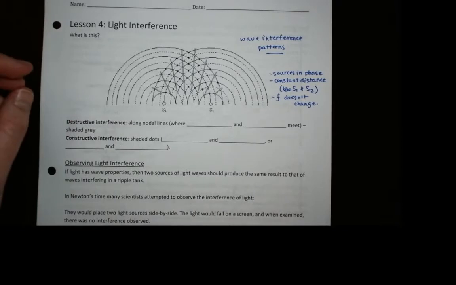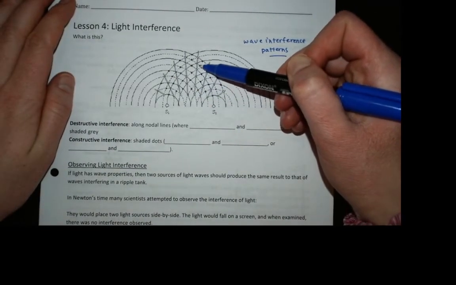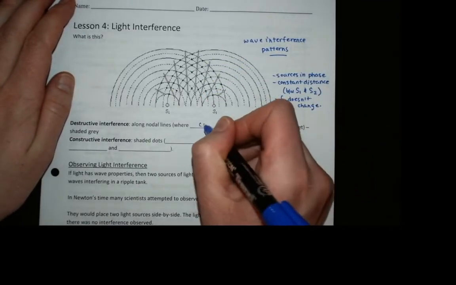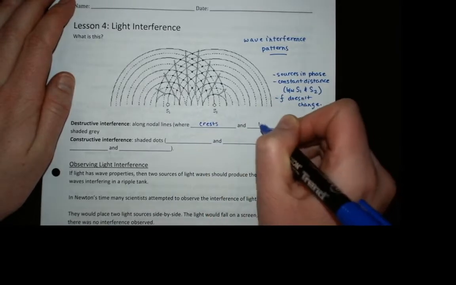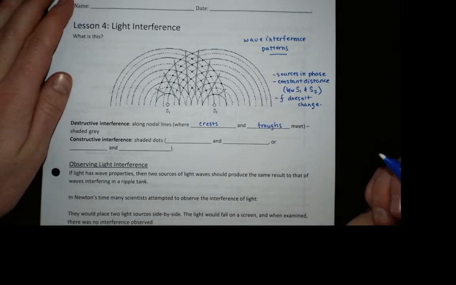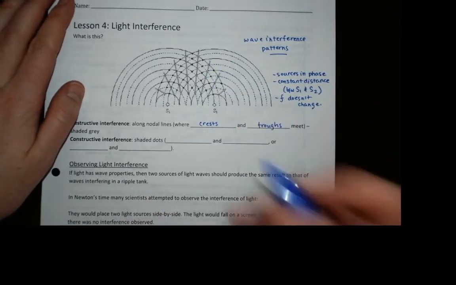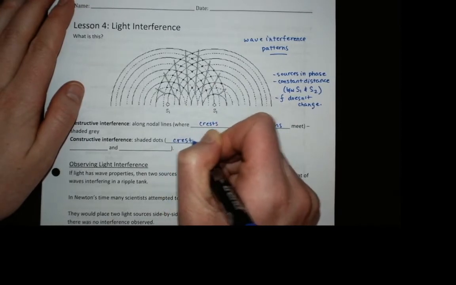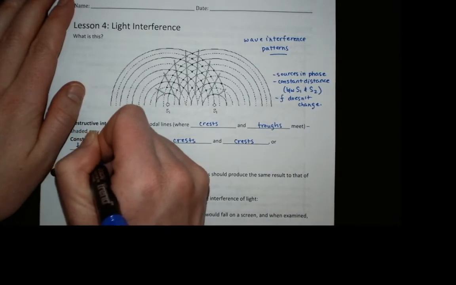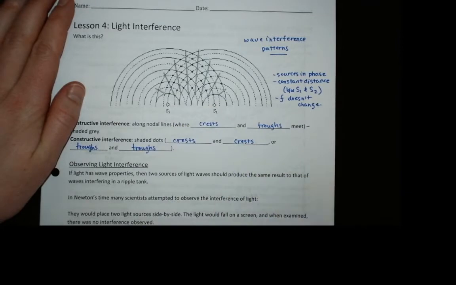So if you remember, destructive interference is shown by these shaded gray lines, or the nodal lines. So those are where your crests and troughs meet, high point and low point of the wave. And then you've got constructive interference happening, where the dots are, when you have either crests and crests meeting, or troughs and troughs. So they get twice as big, twice as high, or twice as small.